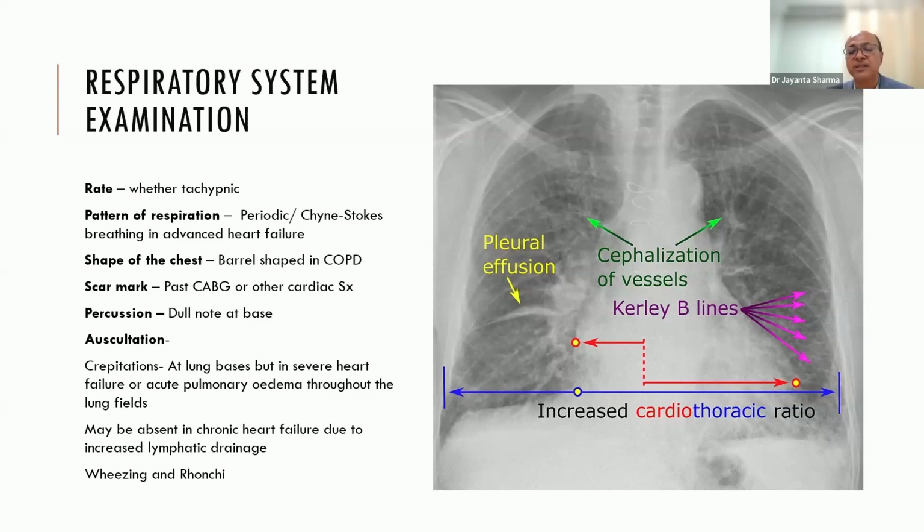So this is the classical chest X-ray. There is a little bit of increased cardiothoracic ratio. The patient is having a pleural effusion. The patient is having prominent Kerley B lines if the patient is having severe heart failure.